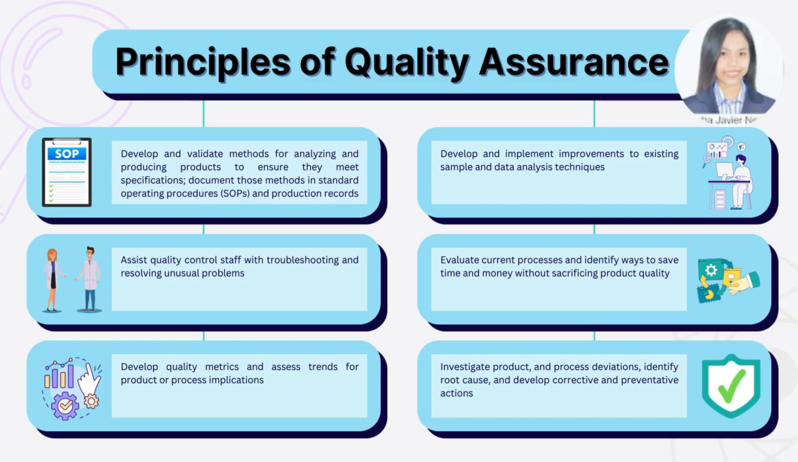Also, to assist quality control staff with troubleshooting and resolving unusual problems, to develop quality metrics and assess trends for products or process implications, and to develop and implement improvements to existing sample and data analysis techniques. It also includes evaluating current processes and identifying ways to save time and money without sacrificing product quality. It also aims to investigate product and process deviations, identifying the root cause, and developing corrective and preventive actions.